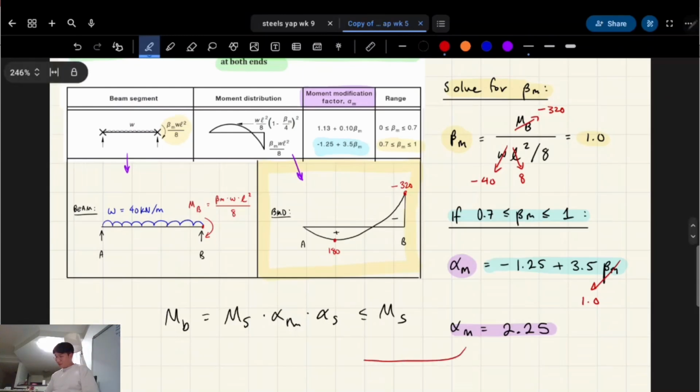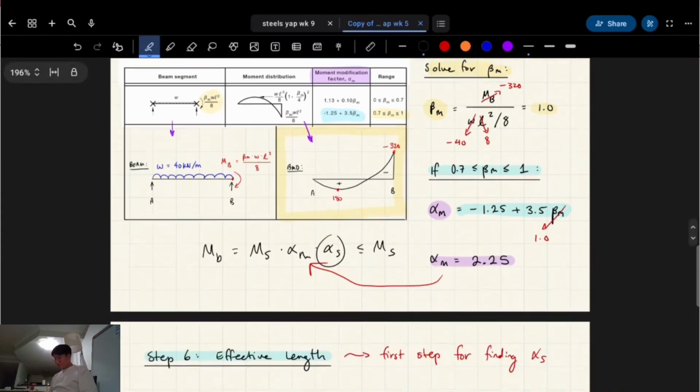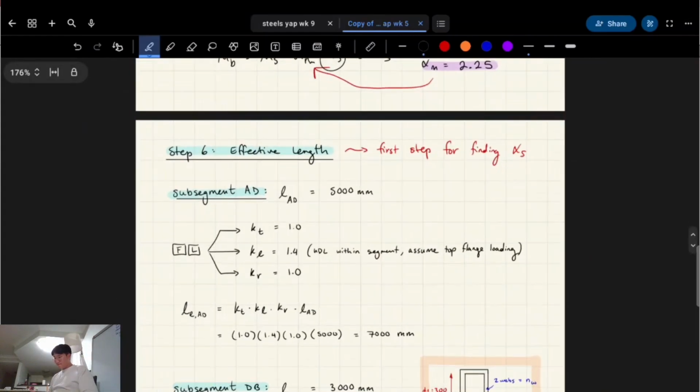But since we're plugging it in here, this is going to make our bending capacity 2.25 stronger. That's awesome, because of the moment redistribution, it has a lot of length to redistribute to. But the problem is alpha S will probably reduce it by quite a bit. So you have to see how much it's going to reduce it by, which is what we're doing next.